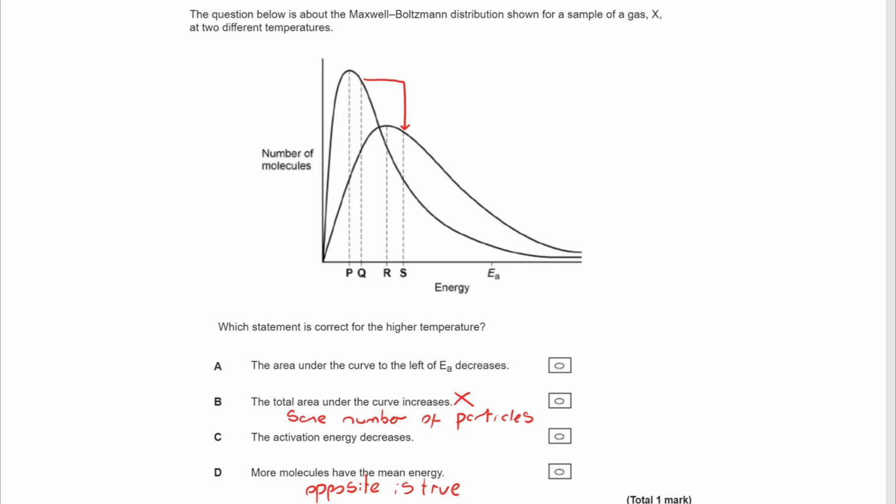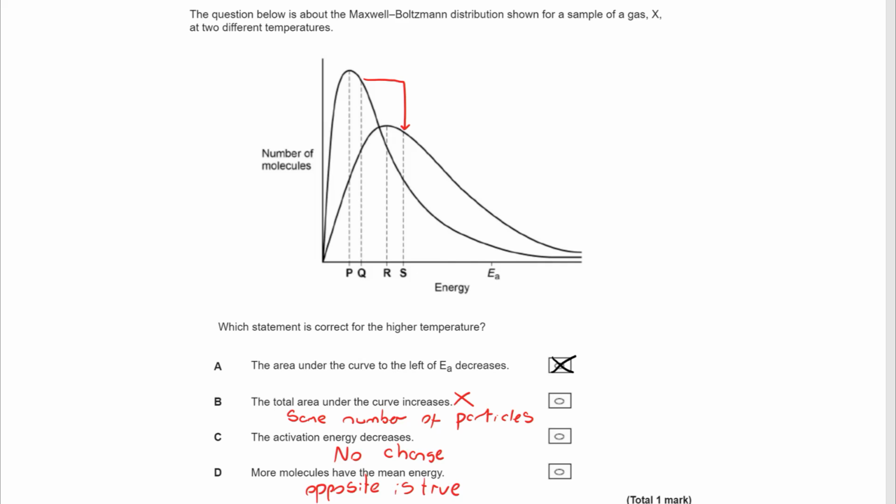In terms of more particles having the mean energy, it's not true. The mean energy is higher, and that's why the peak has shifted to the right. But actually, you can also see the peak dips, because we've got more particles with more energy, so there are fewer at the mean. So the opposite is true in that case. Activation energy is not affected. Activation energy is only changed by adding a catalyst.